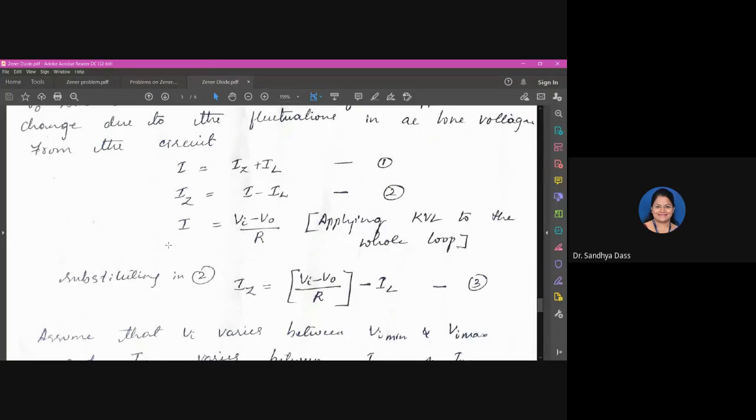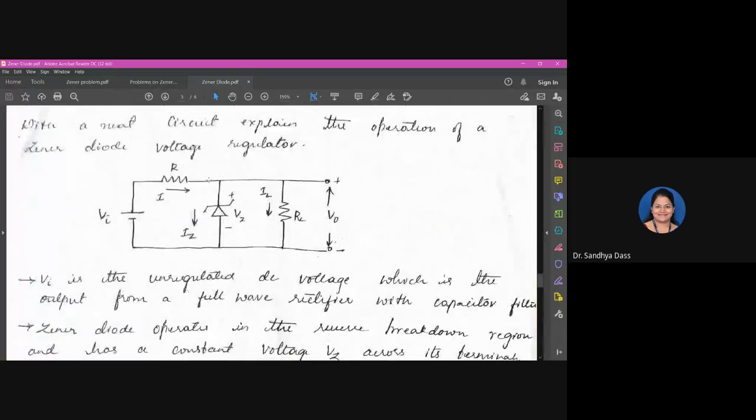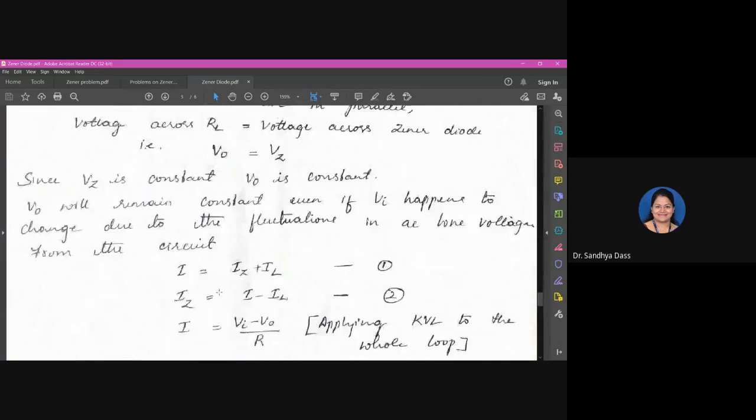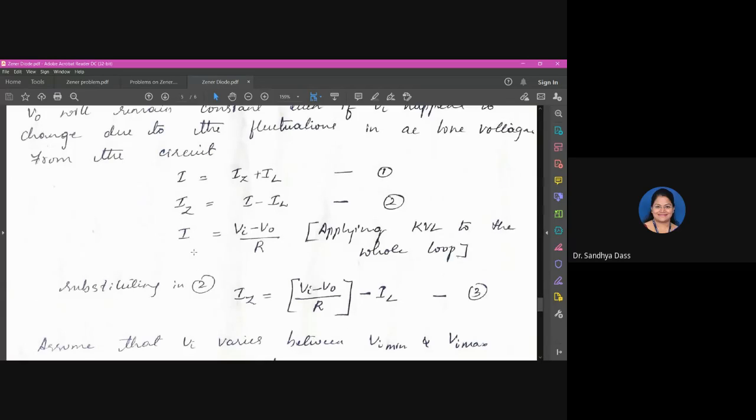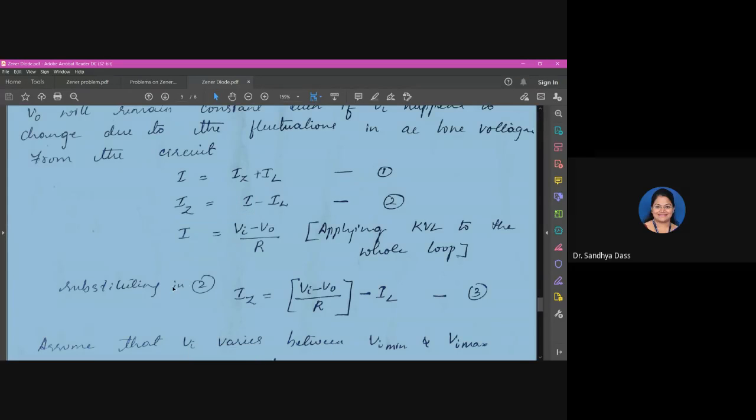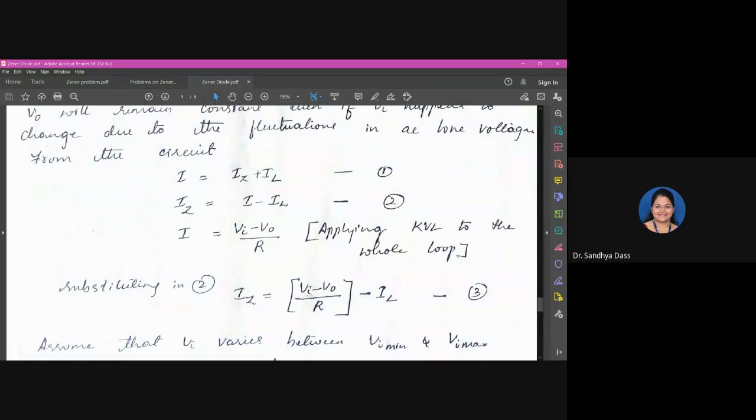Now, from applying KVL to this outer loop, I can be written as VI minus V naught by R. So the main current I will be equal to VI minus V naught by R. Substitute this I in equation number 2. So you get IZ is equal to VI minus V naught by R minus IL.